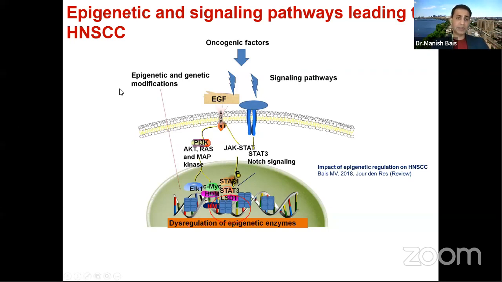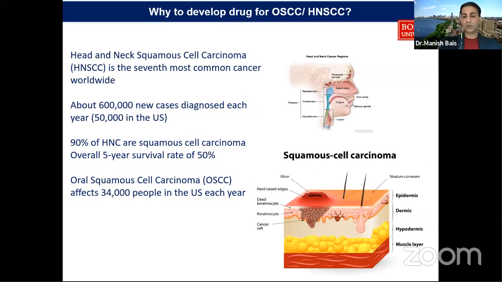As I mentioned, epigenetic and genetic modifications lead to changes in the chromatin region or DNA binding to the histone, and this epigenetic machinery. And then the other pathway is the signaling pathways, and they come together and lead to dysregulation of epigenetic enzymes. Once these epigenetic enzymes are dysregulated, it leads to a cascade of events that leads to cancer progression. So we need to know which specific targets can be targeted for therapy.